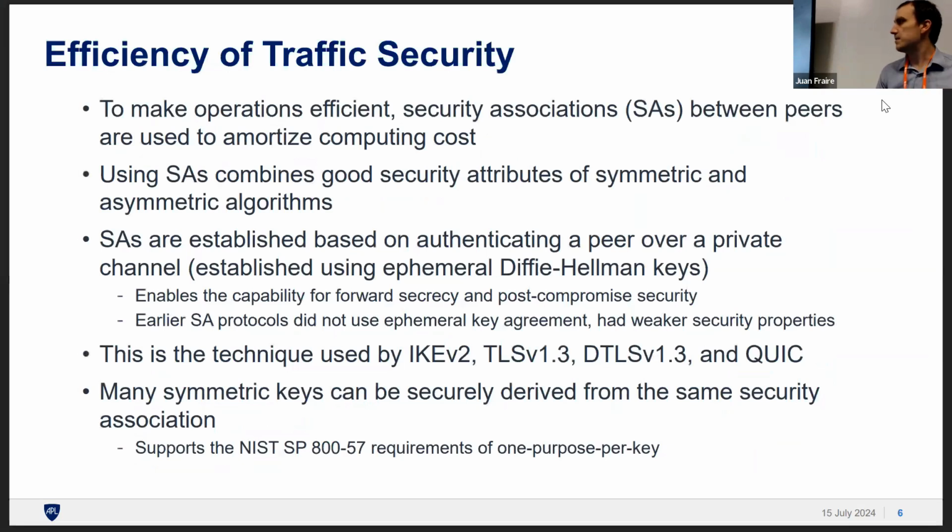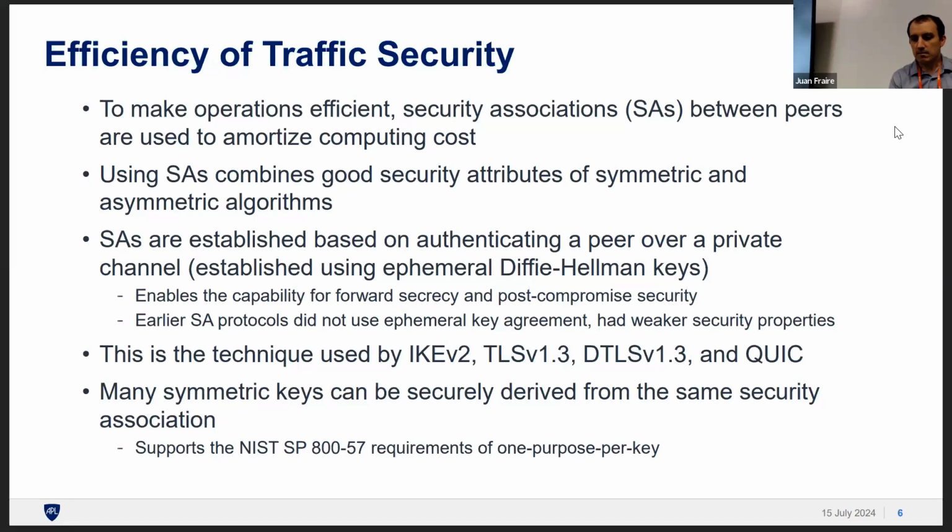So going back to the efficiency behaviors, the way that current protocols do manage efficiency is by establishing security associations between the peers. The idea is that you spend some time to establish a security association, but one aspect of that is that some shared secrets and some shared symmetric keys are derived, which you can then use as a way to optimize and provide high efficiency for actual traffic.